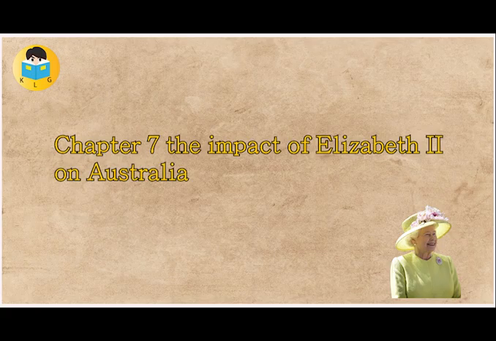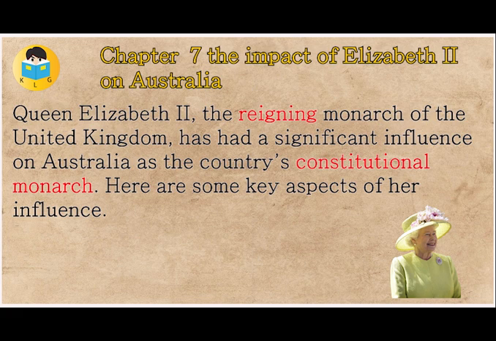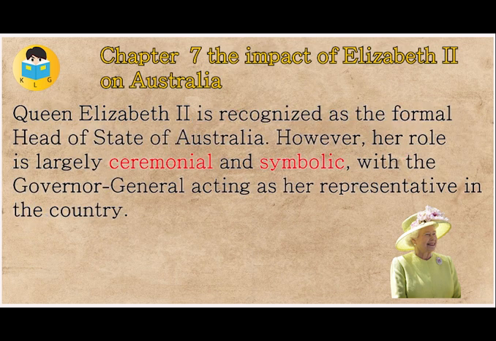Chapter 7: The Impact of Elizabeth II on Australia. Queen Elizabeth II, the reigning monarch of the United Kingdom, has had a significant influence on Australia as the country's constitutional monarch. Here are some key aspects of her influence. Queen Elizabeth II is recognized as the formal head of state of Australia. However, her role is largely ceremonial and symbolic, with the Governor-General acting as her representative in the country.